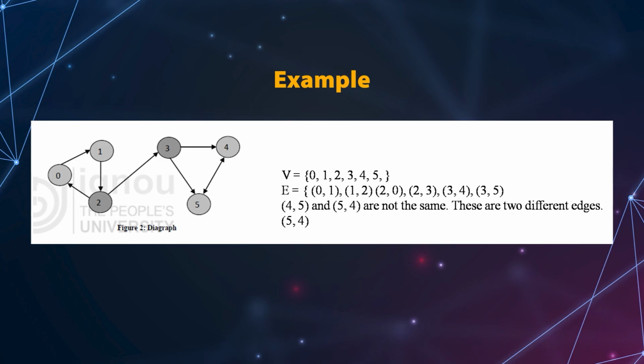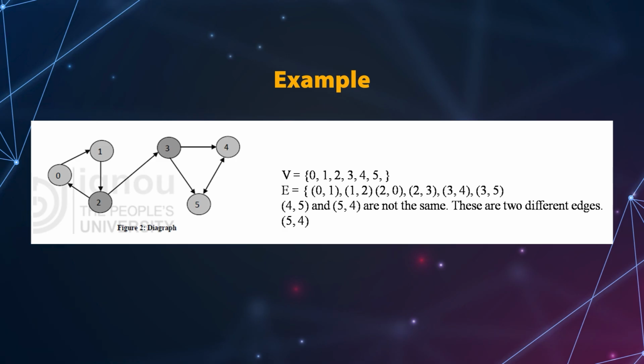But if there is no direction of the arrows, you can consider 3 to 4 and 4 to 3 as the same. But if there is a direction of the arrow, you cannot consider 3 to 4 and 4 to 3 as the same. Also, if there is a double direction, meaning bi-direction, then also you cannot consider both the edges as the same, as given in the example 4 to 5 and 5 to 4. They are not the same. Important point.